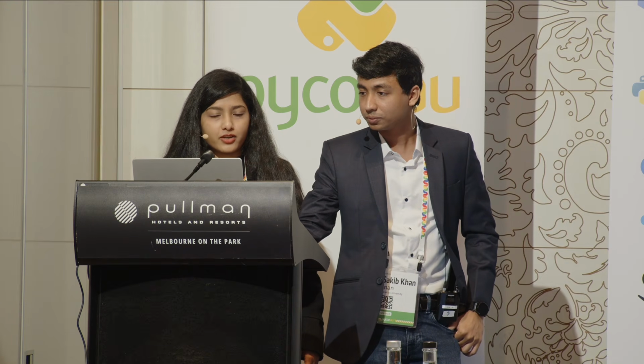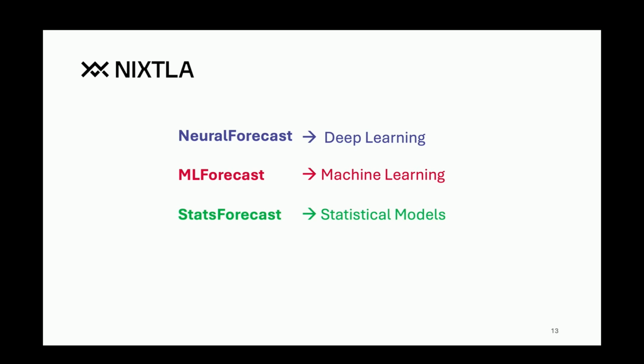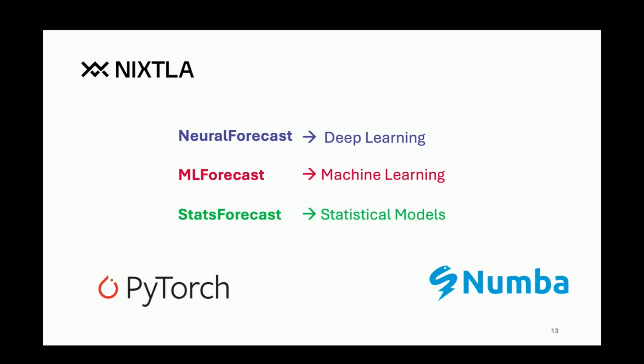So I'm going to talk about Nixtla. Nixtla is basically a time series forecasting ecosystem written in Python. Basically, it contains all types of open source libraries. It has 3 different libraries: NeuralForecast for deep learning models, MLForecast for machine learning models, and StatForecast for statistical models. NeuralForecast is written on PyTorch, and for efficiency purposes, it is supported by Numba. On the other hand, MLForecast and StatForecast basically work as wrappers.